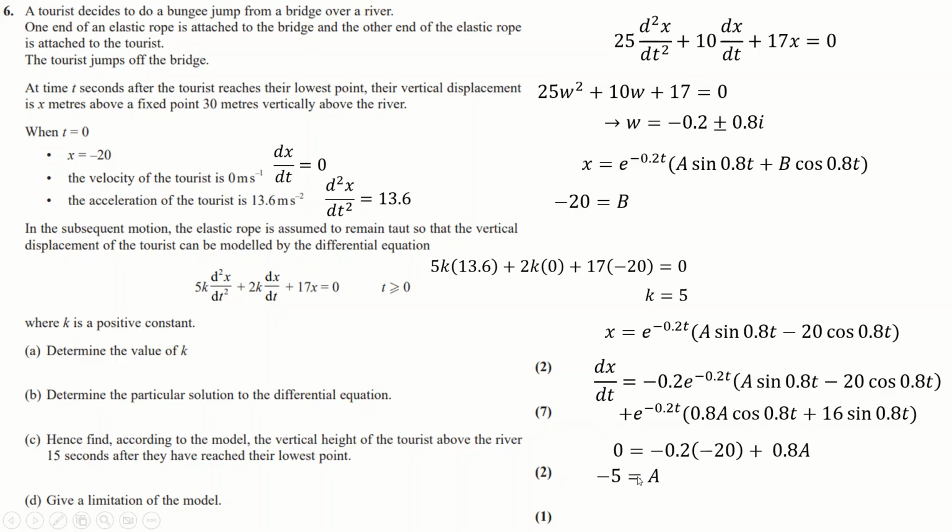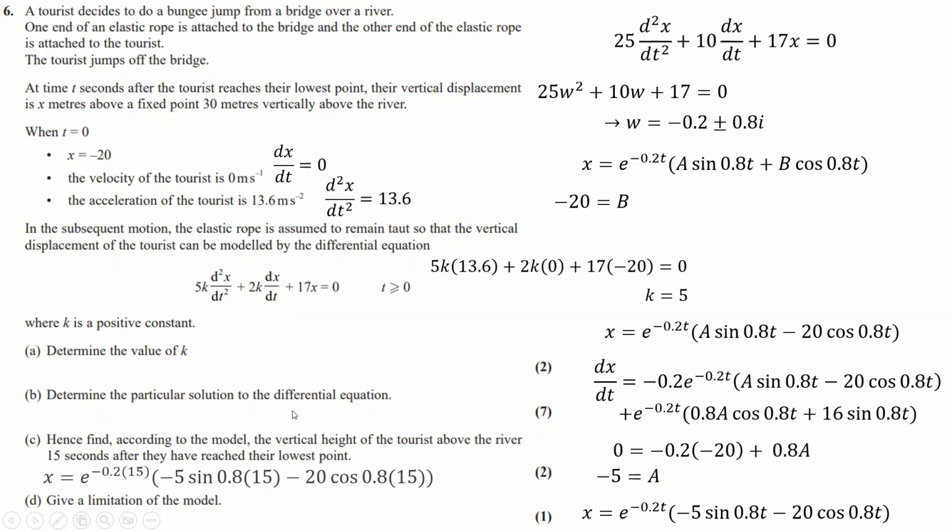Does that make sense? Is 5 times 0.8 2? Does that make any sense to me? Sorry, this is a 4, isn't it? That makes a lot more sense now. 2 times 2 is 4, you muppet. So yeah, that's fine. That makes sense to me. We have this, and that's our particular solution, I think. So that's good.